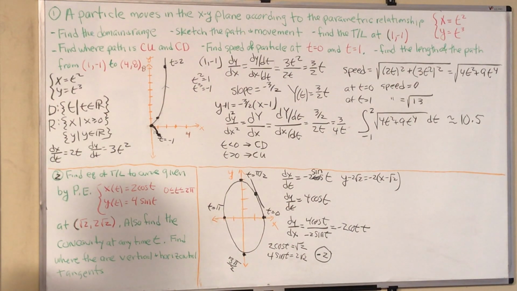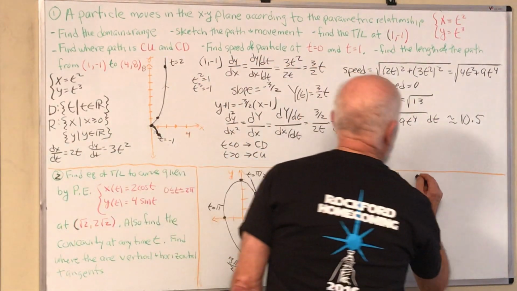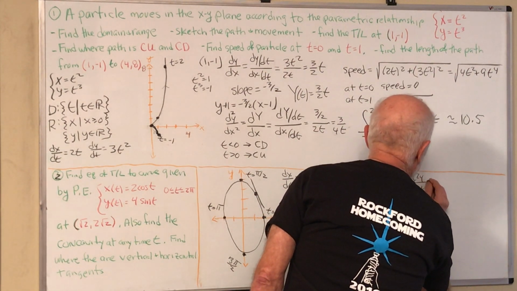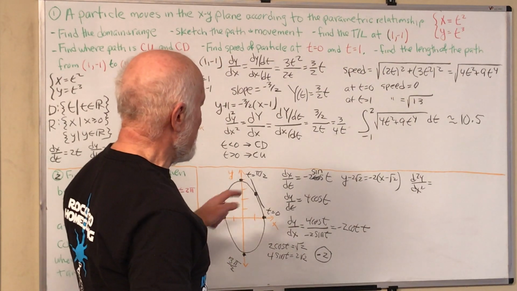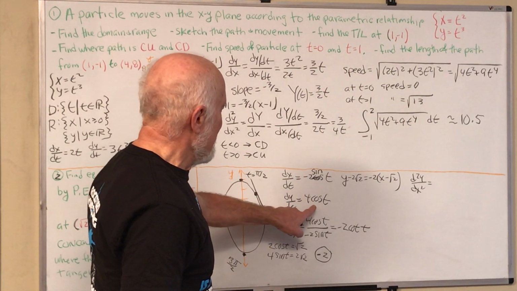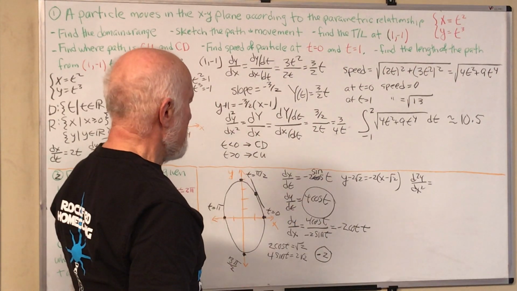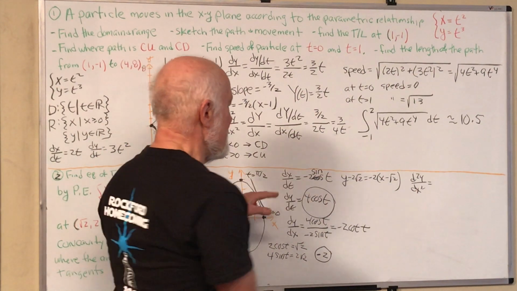Now, I also want to know whether there are vertical or horizontal tangents, and I want to know the concavity. So to get the concavity, d squared y over dx squared, we just did one similar, but this is going to be a little bit more difficult. Now we have to take the derivative of this with respect to t and divide it by dx dt again.